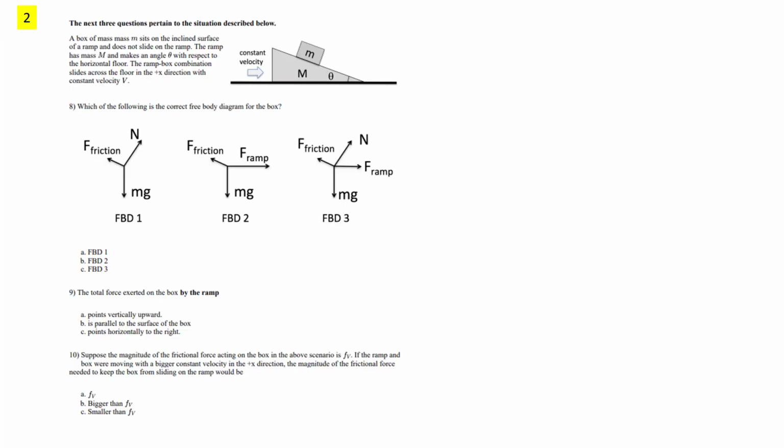All right, here's problem 2. It says a box of mass little m sits on an inclined surface of a ramp and does not slide on the ramp. The ramp has a mass M and makes an angle theta with respect to the horizontal floor.